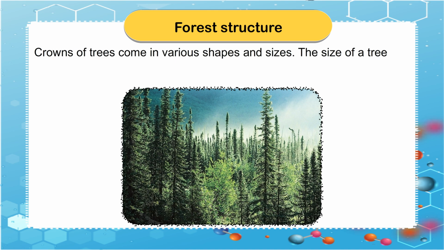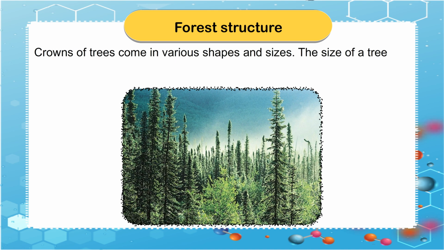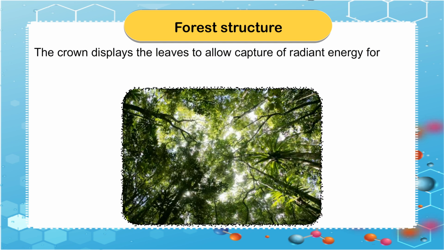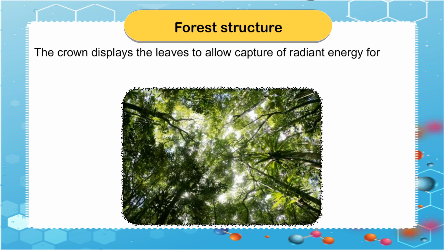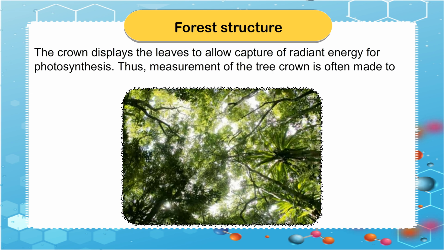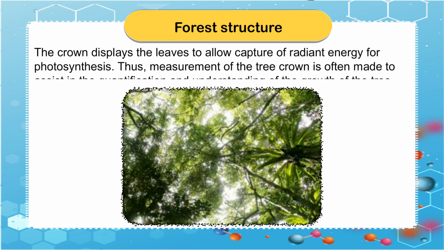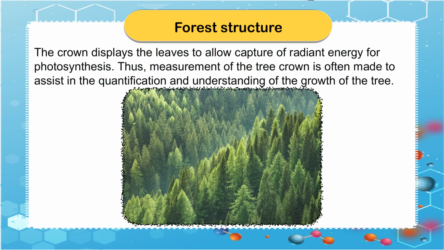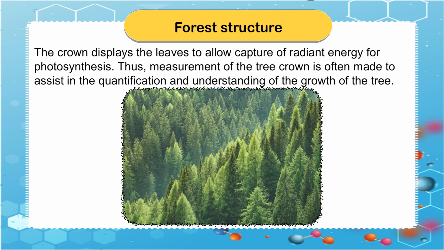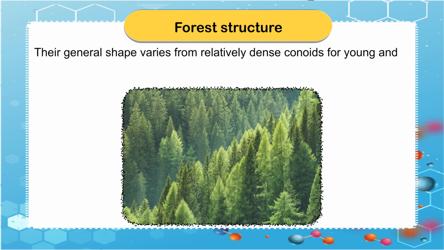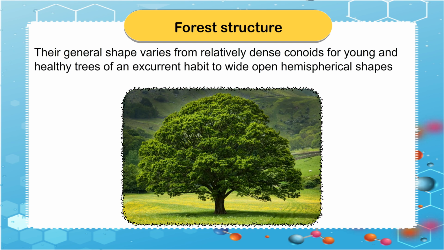Crowns of trees come in various shapes and sizes. The size of a tree crown is strongly correlated with the growth of the tree. The crown displays the leaves to allow capture of radiant energy for photosynthesis. Thus, measurement of the tree crown is often made to assist in the quantification and understanding of the growth of the tree. Their general shape varies from relatively dense conoids for young and healthy trees of an excurrent habit to wide open hemispherical shapes for older trees of a deliquescent habit.